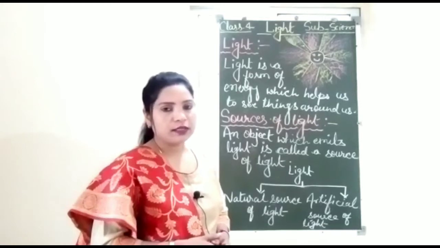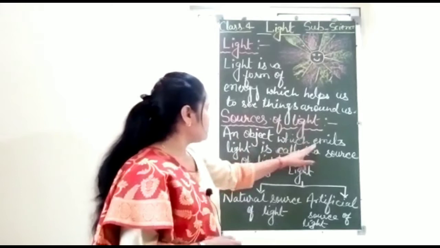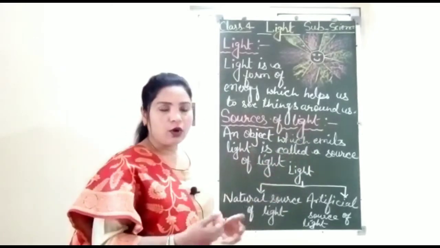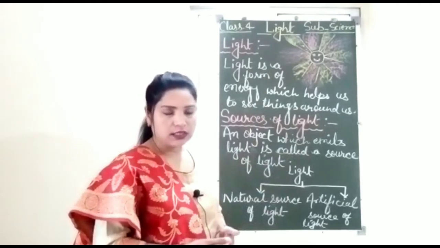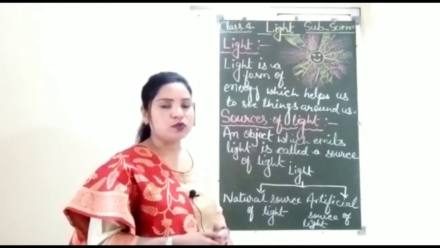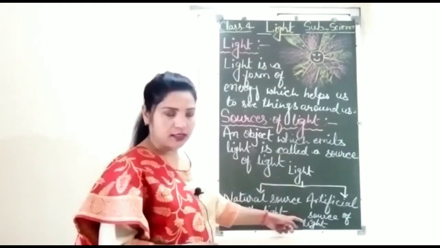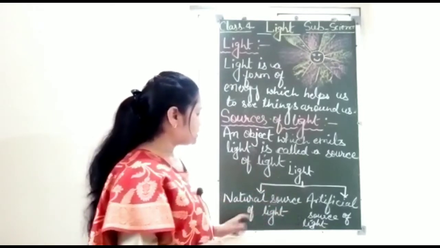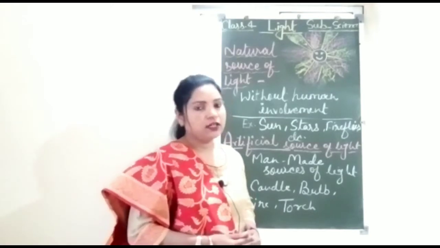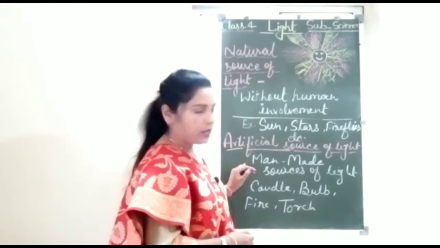Now what is meant by sources of light? An object which emits light is called a source of light. Means the object or the thing through which light comes is called a source of light. So light sources are divided into two categories: natural source of light and artificial source of light. Now we will see the natural and artificial sources of light.